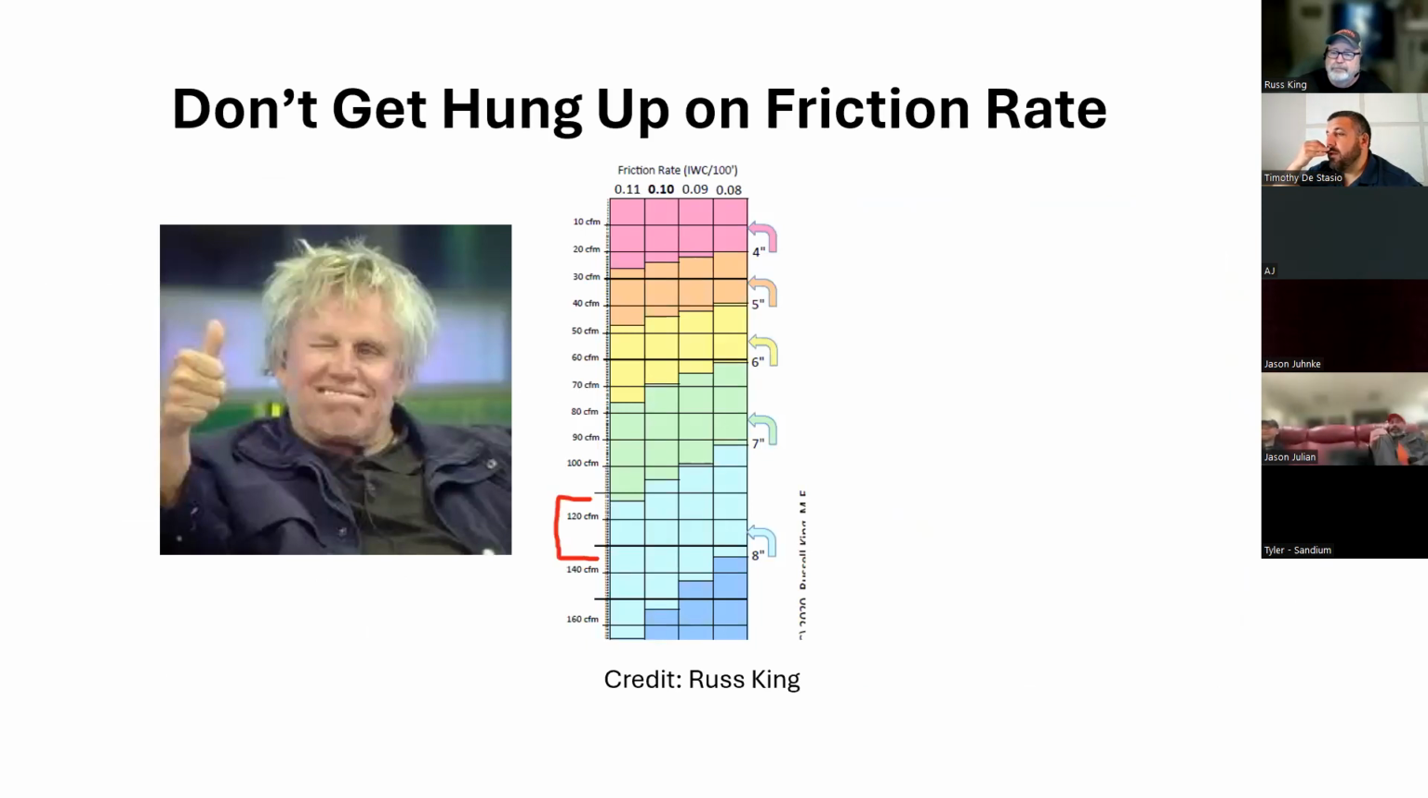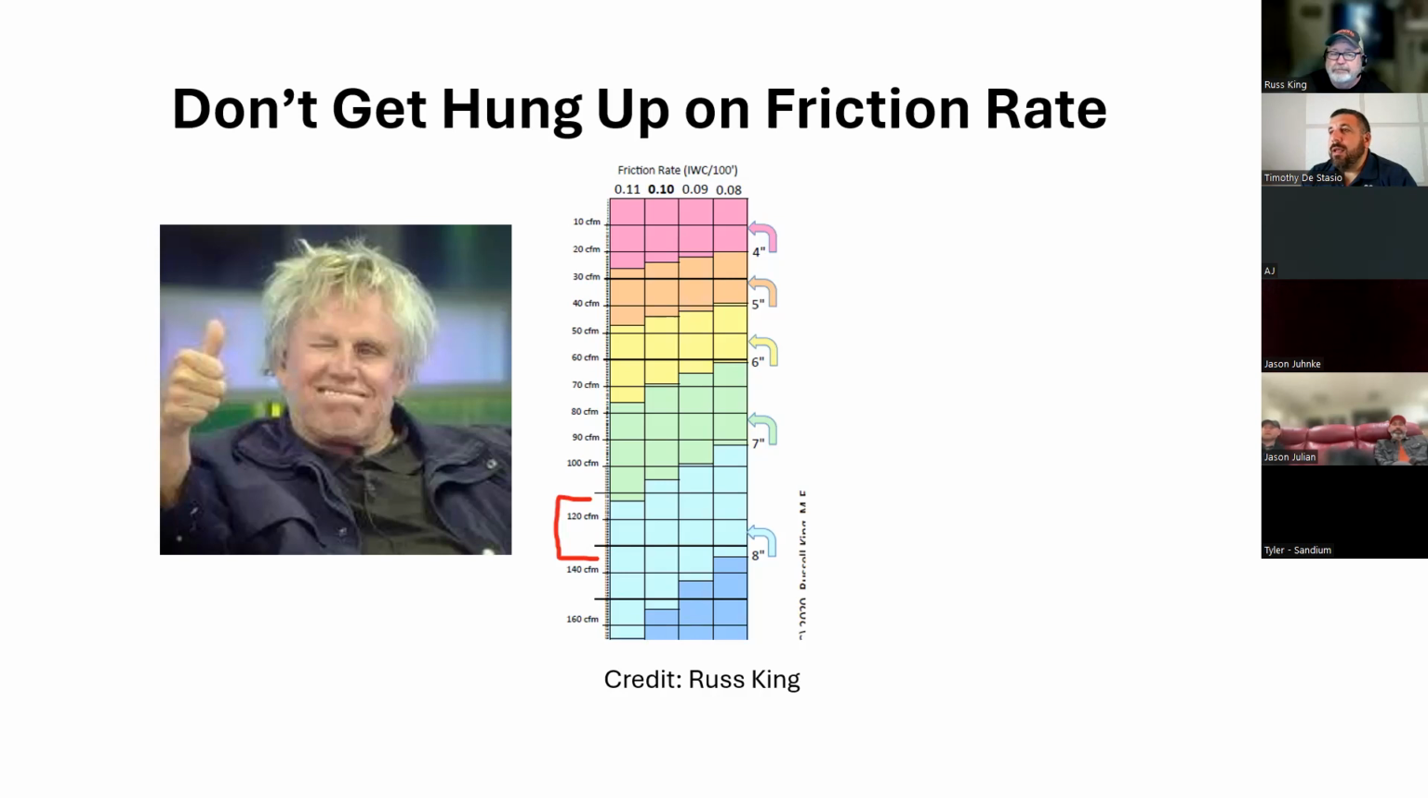Now I've got to credit Russ for giving me this. Well, he gave me the slide on the right. I put Gary Busey on the left. Sorry, Russ. But this just goes to show that you shouldn't get hung up on friction rate, because look at that 120 CFMs. No matter if your friction rate is kind of high at 0.11 or all the way down to 0.08, you're still going to have an 8-inch duct no matter what. Now, if you're looking to move 70 CFM, yes, you're kind of split between the 7 and the 6-inch duct, depending on your friction rate. But what I'm getting at is don't get hung up on whether your friction rate is 0.1 or 0.09.